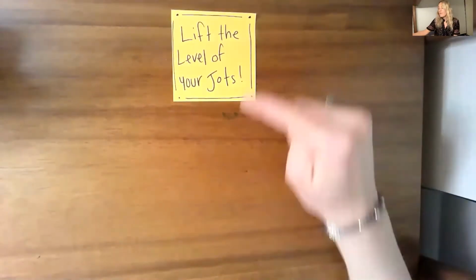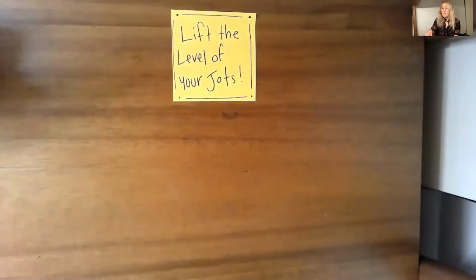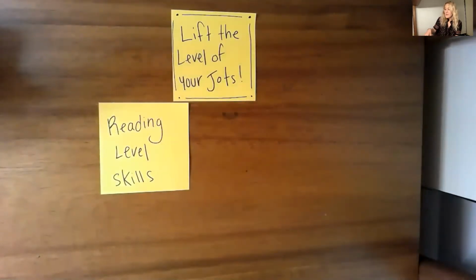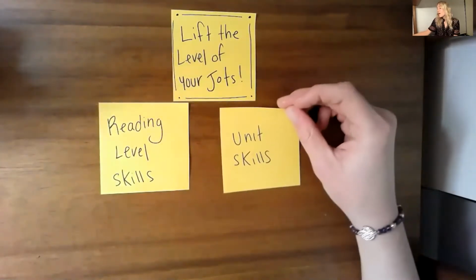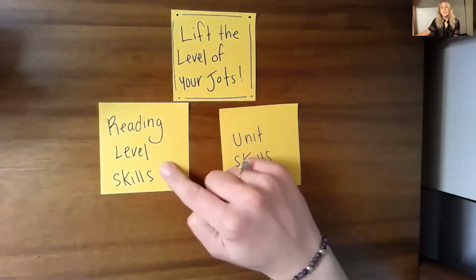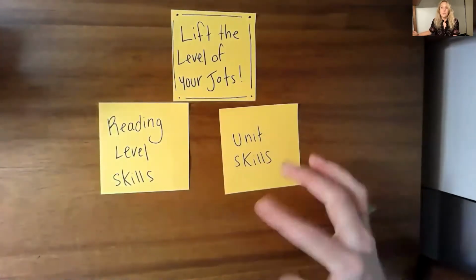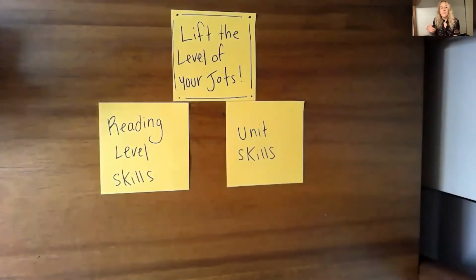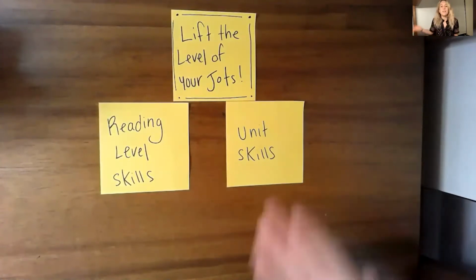Okay, so what I want to remind you is that when you want to lift the level of your jot, you need to be thinking pretty strategically. There are two major ways to lift the level of a jot or to make it the best it can be. And that is to use what you know from your reading level skills, or your unit skills. So whenever you're writing about reading, you should be applying stuff that you've been learning this year, either your reading level or your unit.